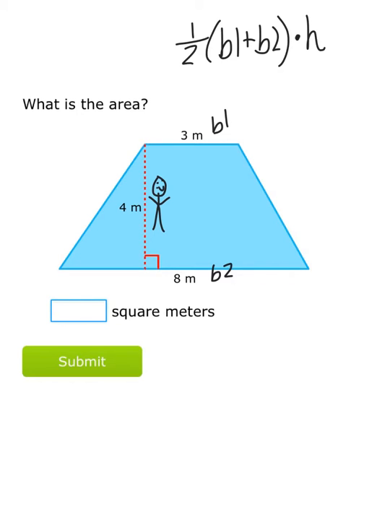Alright, so I labeled the formula for you, the bases, and the height.